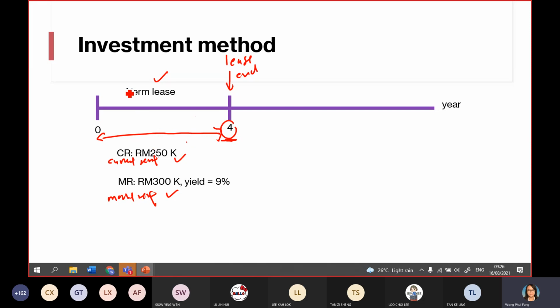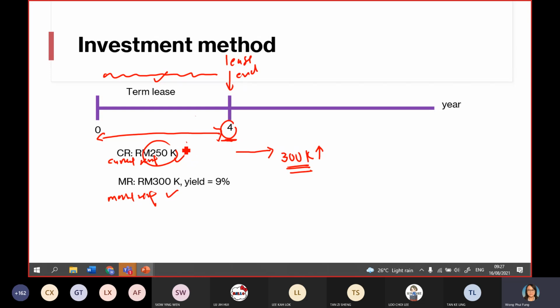I repeat again. For the first part, the owner is collecting 250,000 for 4 years. After 4 years, the owner is going to increase the rental to 300,000 after the lease ends. But before, they cannot increase. They have to follow the terms and conditions in the contract. So between 0 and 4, the owner will charge 250,000 for 4 years.